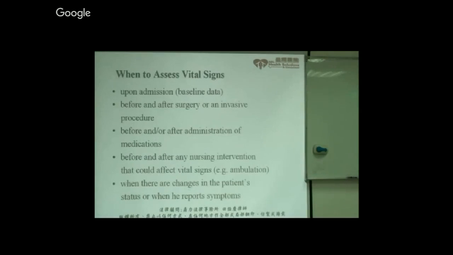So if they ask in the exam, when should the nurse take the vital signs? Keep this in mind. Number one, when you admit the patient. We call it the baseline data. Next, before and after surgery or any invasive procedure. Remember that, any invasive procedure.